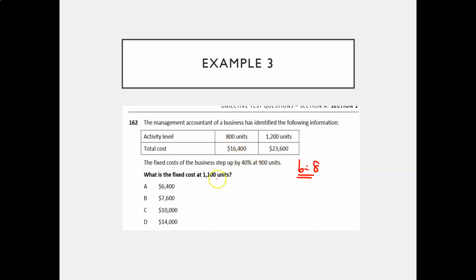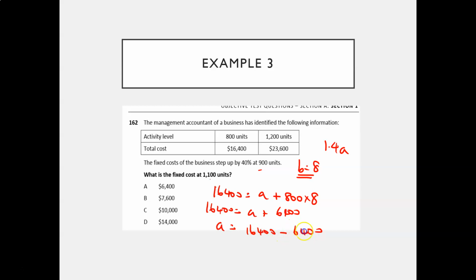I know that the fixed costs after 900 units is 1.4a. Yes, because it's whatever a was, and then add another 40%. So I'm just applying it. I'm going to go with 800. Let me just find a first. So I know that 16,400 is equal to a plus 800 times b. And I know b is 8. So 16,400 is equal to a plus 6,400, and a is equal to 16,400 minus 6,400, and a is equal to 10,000.